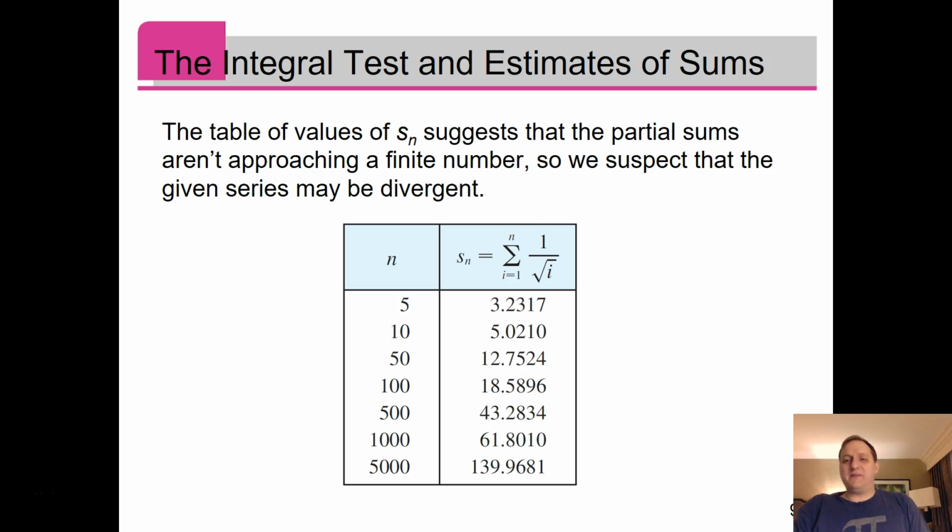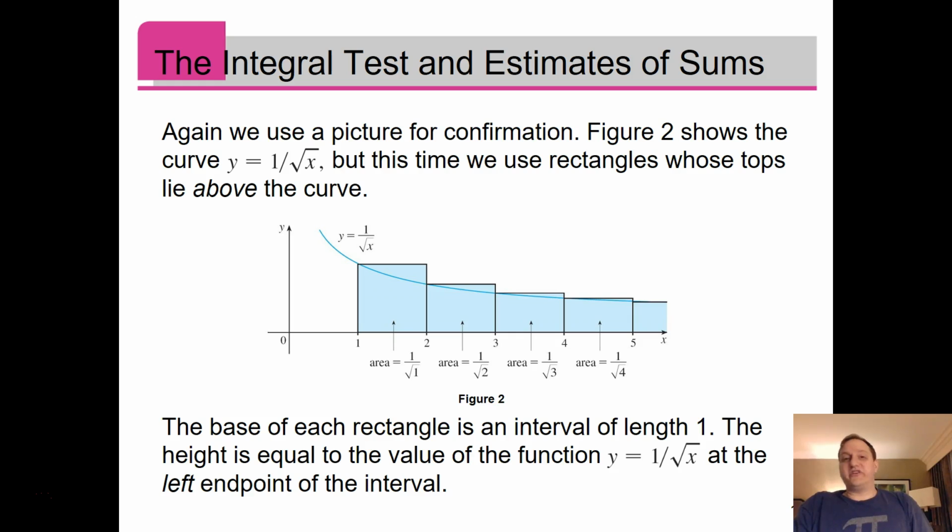But I would like to be able to say something a little bit more explicitly. I'd like to do something like I did for the 1 over n squared series. So we're going to do the same thing. We're going to set up an integral, except this time we need to set up a divergent integral, and our series needs to be greater than the divergent integral.